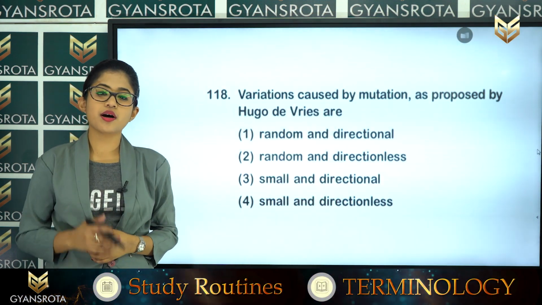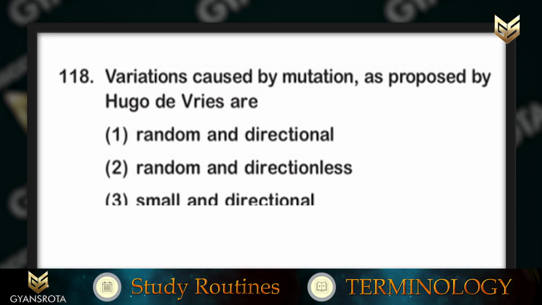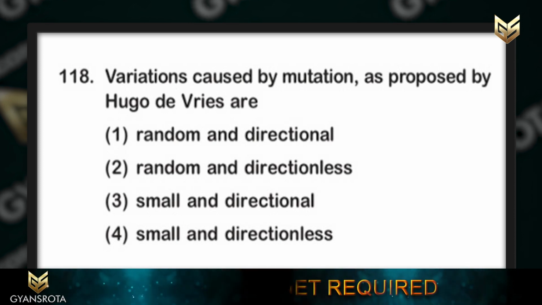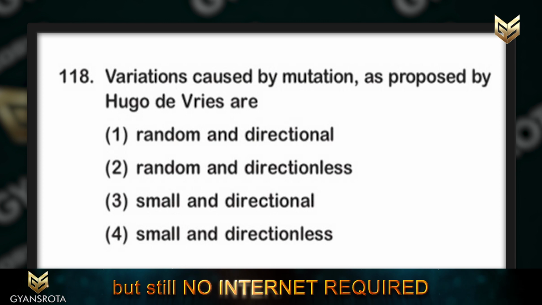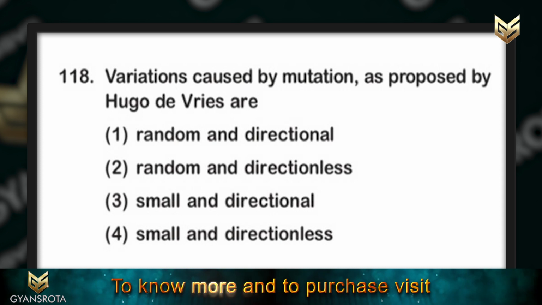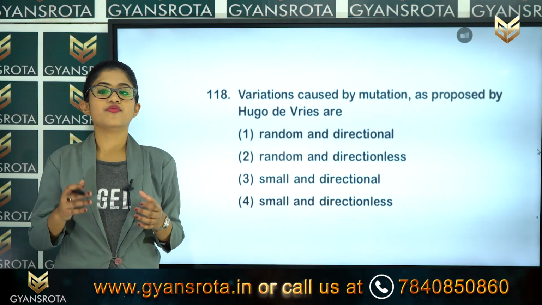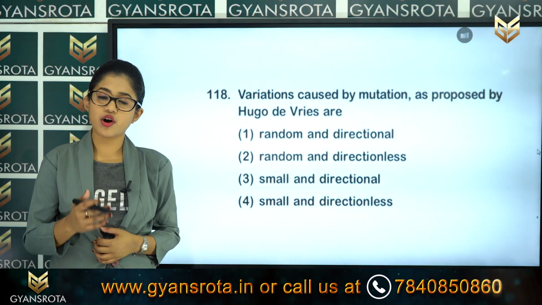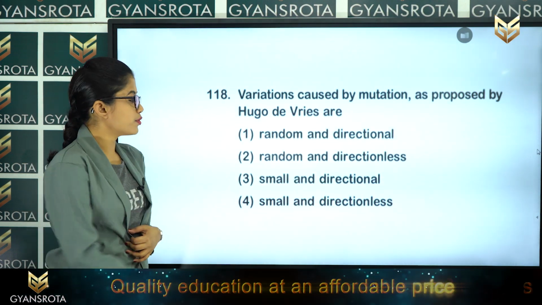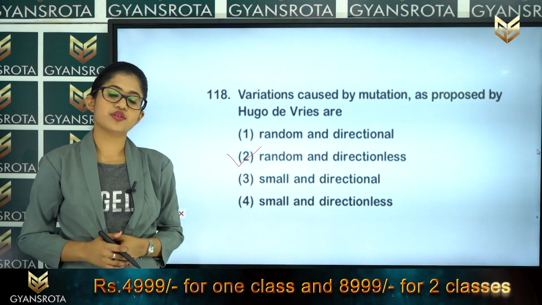So in this question number 118, it has been said that variation caused by mutation as proposed by Hugo de Vries is: option number 1, random and directional; option number 2, random and directionless; option number 3, small and directional; option number 4, small and directionless. So which among them is the correct option? We have already got this in the chapter evolution. So I hope you have remembered this. So option number 2, that is random and directionless, is the correct option for this.